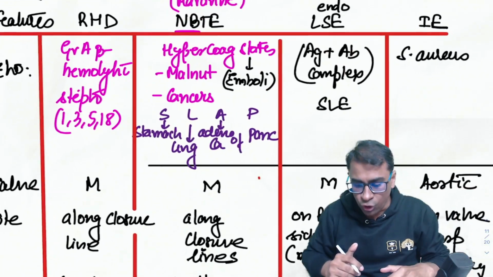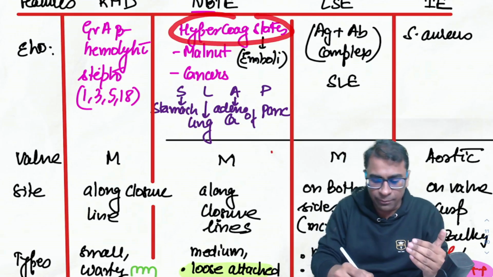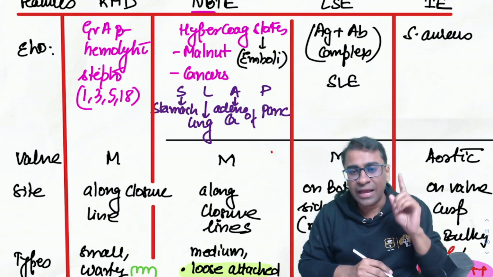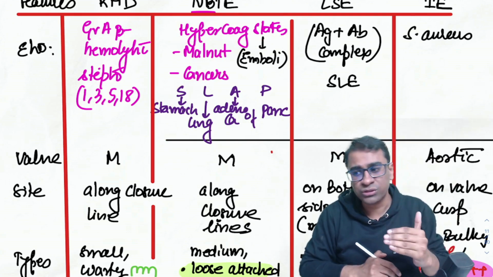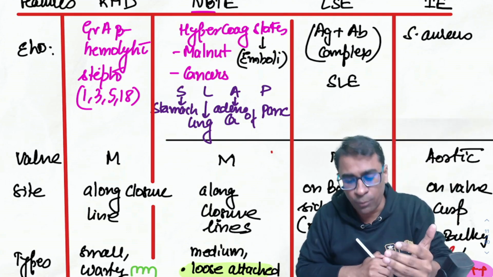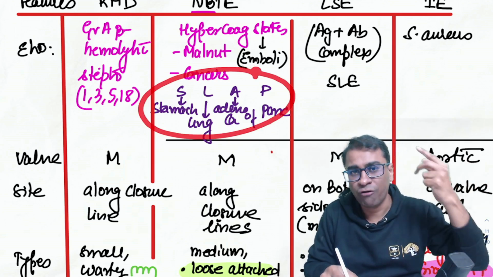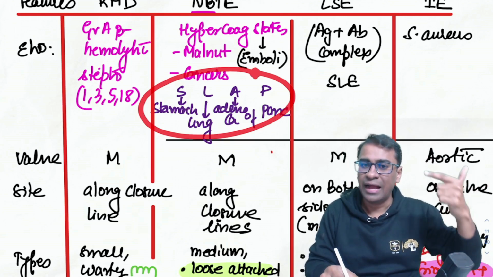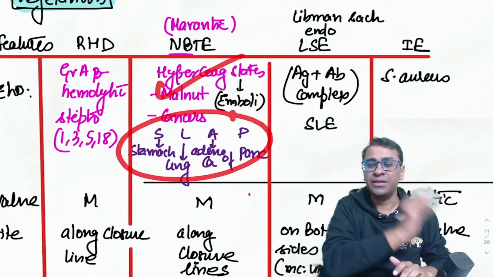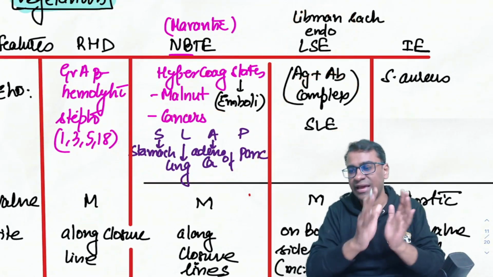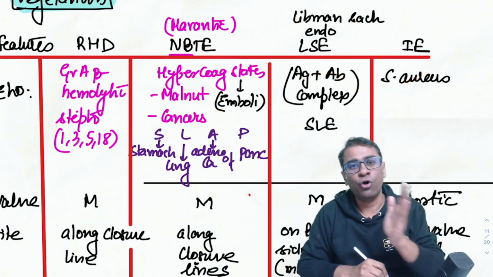So what is the cause? The cause is hypercoagulable states, which can occur in malnutrition and cancers. Cancers like SLAP, a simple mnemonic. It can also be asked the other way: which cancer shows thrombosis? SLAP: stomach, lung, and adenocarcinoma of pancreas. They are the SLAP tumors which show NBTE. Libman-Sacks is seen in SLE, and infective endocarditis is seen in Staph aureus infection.